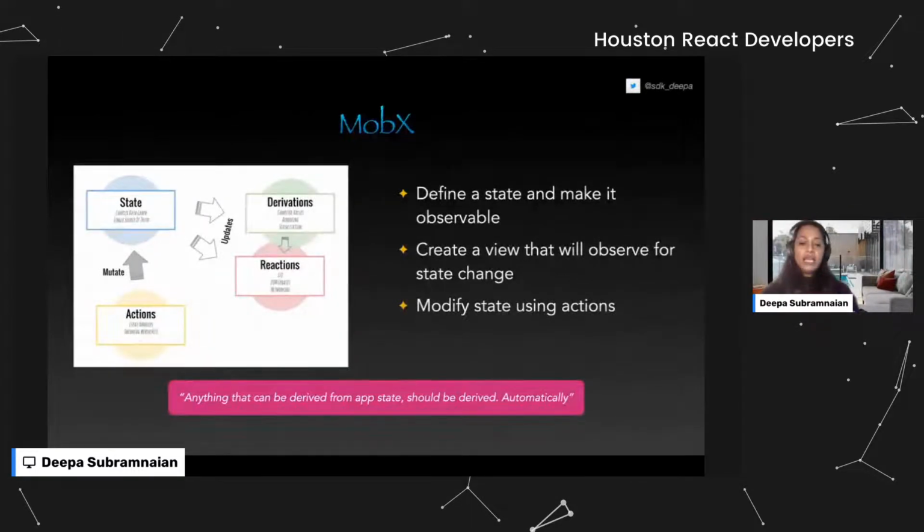The MobX team documentation mentions that anything that can be derived from an application state should be derived automatically. So you basically define a state and make it observable. Create a view that will observe for the state change. Then you modify using the actions.